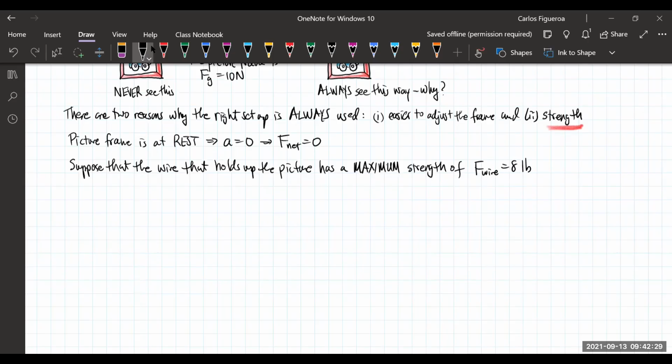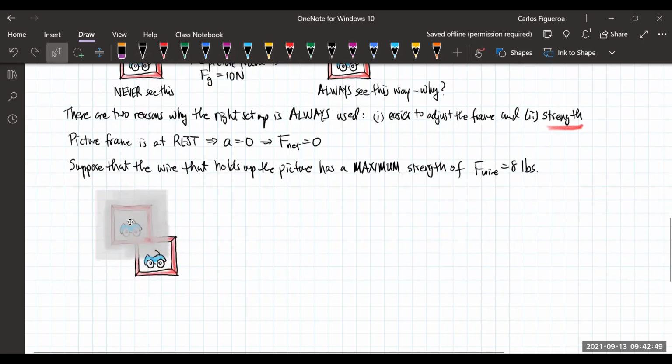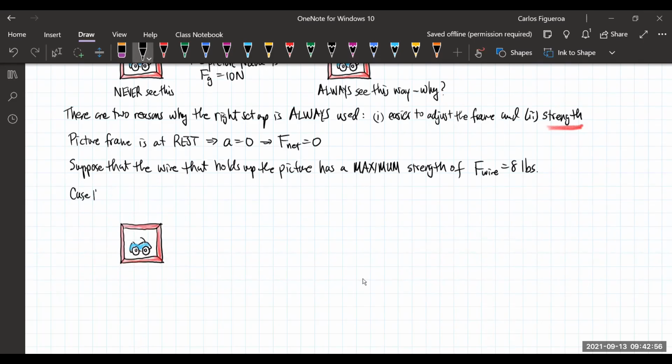8 pounds. And note that all of your wiring, including typically how the nail goes into the drywall, comes with the calibrated strength that people talk about. So let's go look at that. So here is our picture frame right here. And what we'll do here is that we'll say this guy here is going to be our first case, number 1. So you have a single wire.